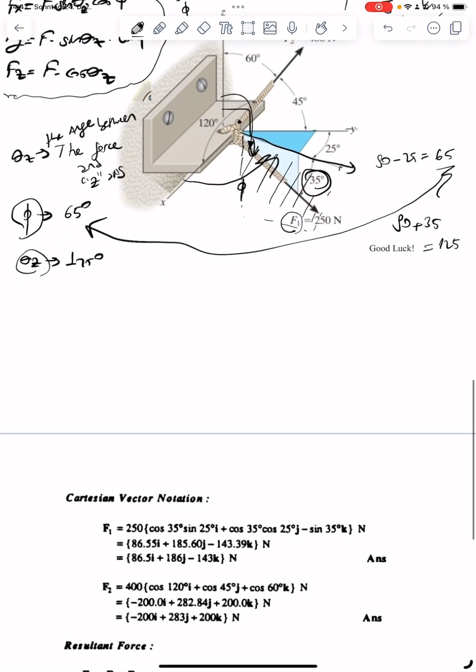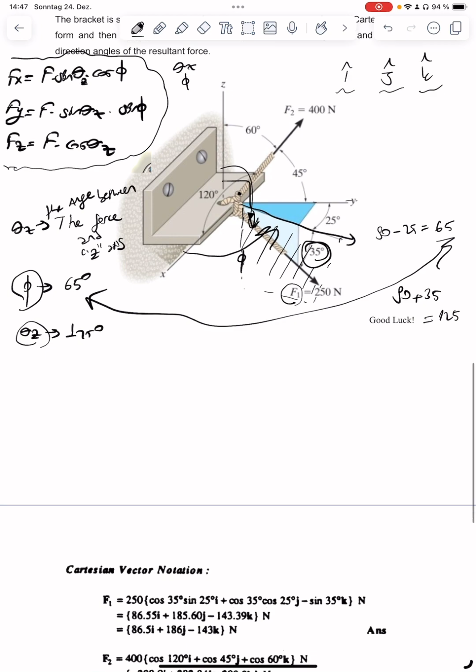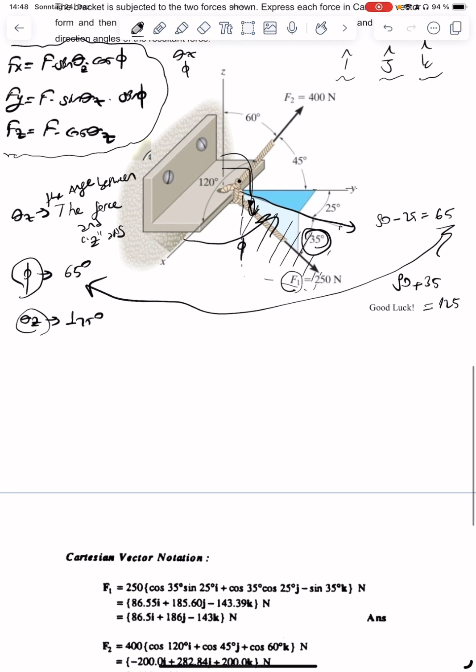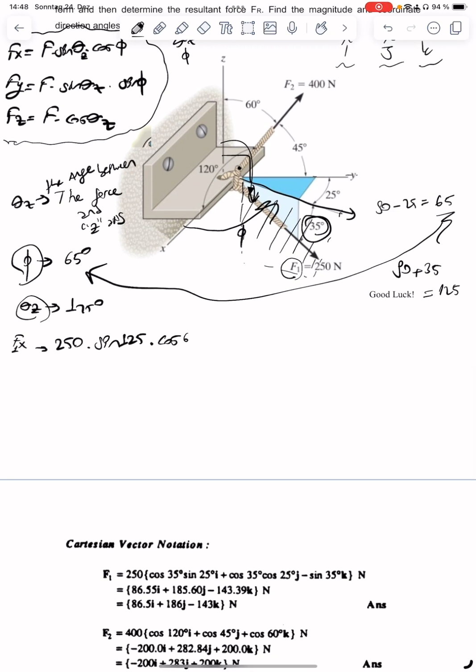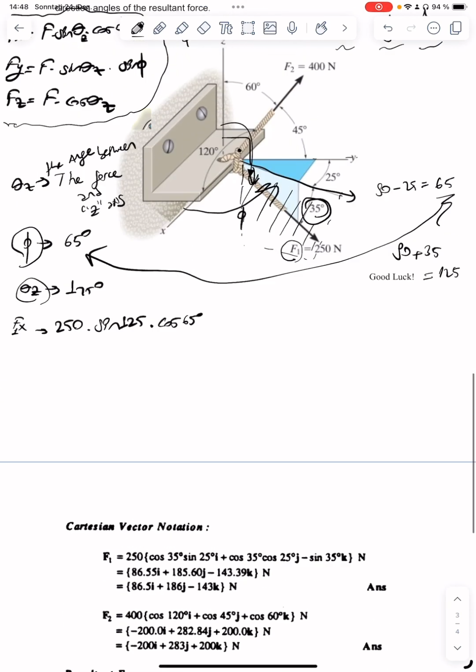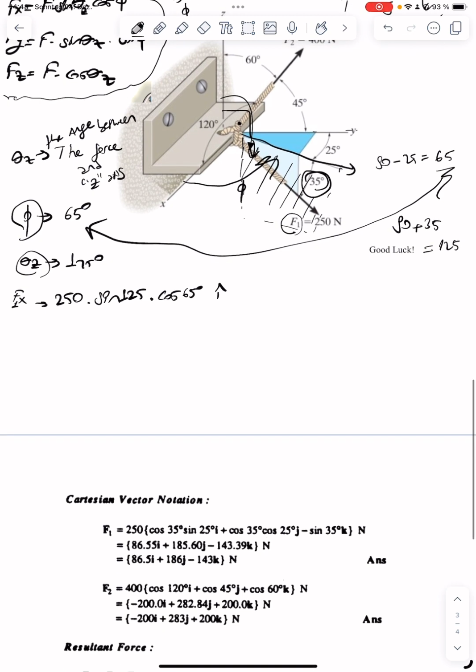We can find phi. Okay, F1 in the x-axis is equal to the magnitude of F1, 250 Newton, times sin theta z, sin 125 degrees, and also cosine phi, which we found to be 65 degrees, and it is i hat because we call the unit vector in the x-axis i hat.